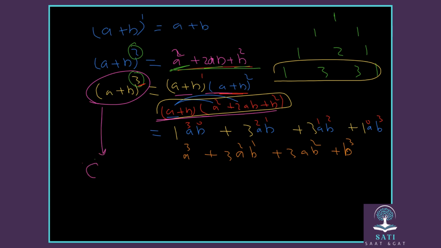The binomial theorem says nCr equals a to the power n minus r, then b to the power what? Power r. Good. What does that mean now?